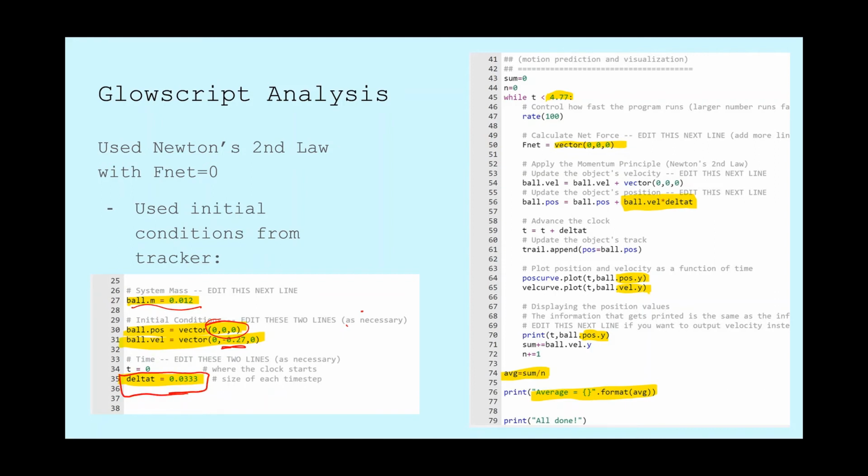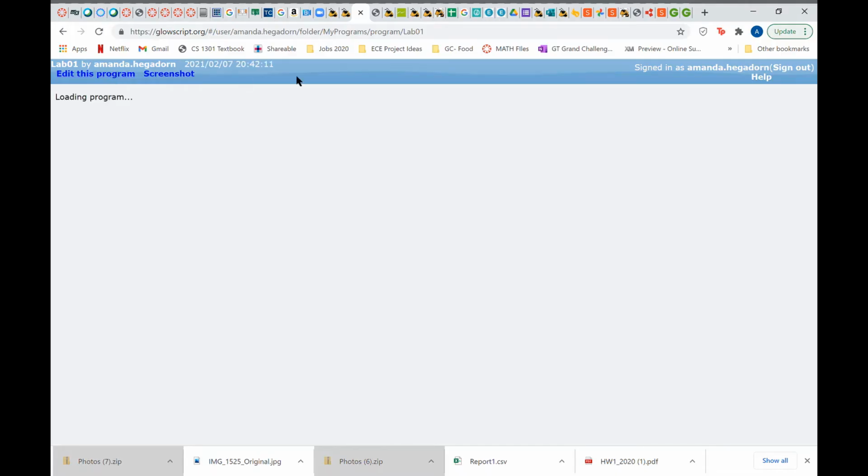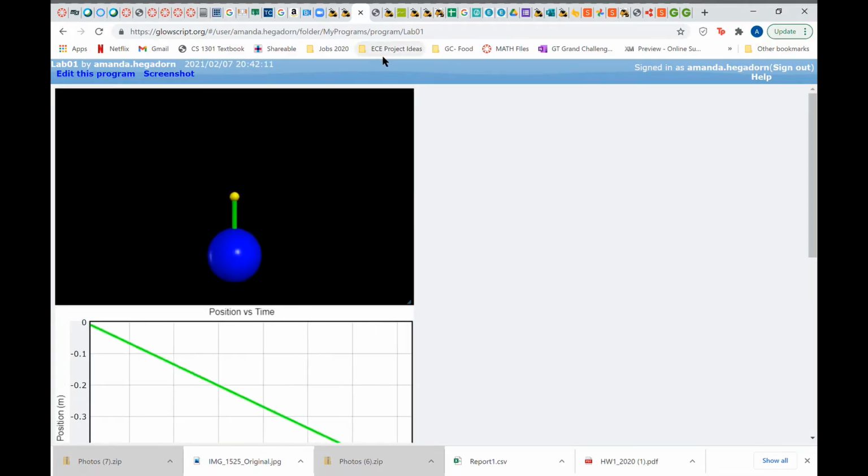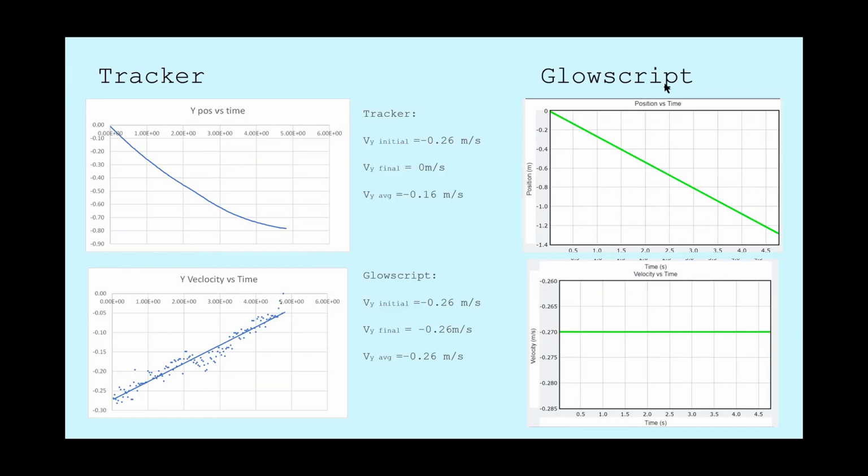The incremental change in time was modified to equal the frame rate of the video, and the total duration of the model was extended to match the video. The net force was set equal to zero, and the y position and velocity of the object were updated and graphed. In the Glowscript model, you can see a very similar scenario where the object moves steadily in the negative y direction. While the motion of the ball is mostly accurate, there are some key differences in its analysis.